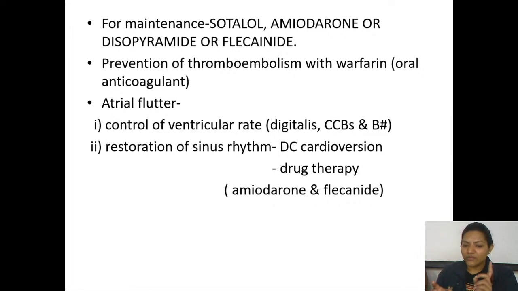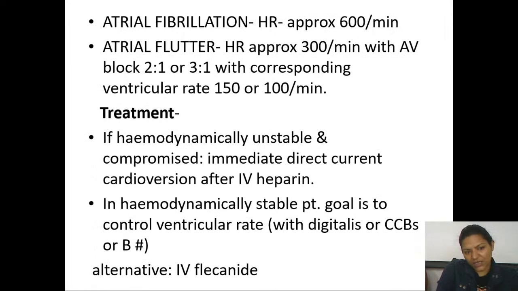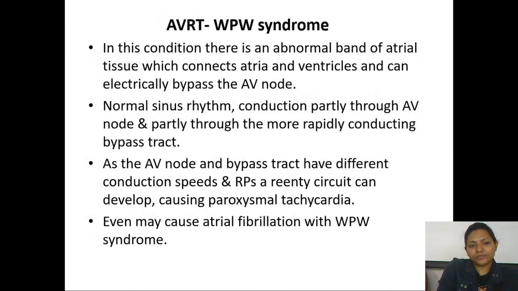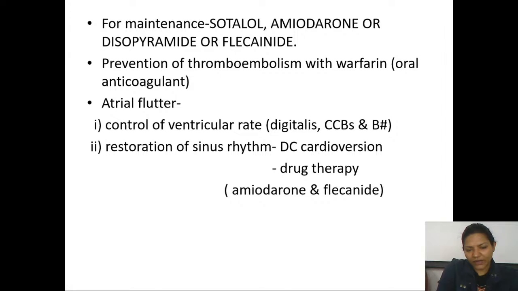For restoration of sinus rhythm, we can either go for DC cardioversion depending upon how severe the flutter is, or we can go for drug therapy, that is amiodarone or flecainide. The previous drug therapy that I have discussed here is basically for atrial fibrillation, right? And for atrial flutter, it is this: we control the ventricular rate and we try to restore the normal sinus rhythm.